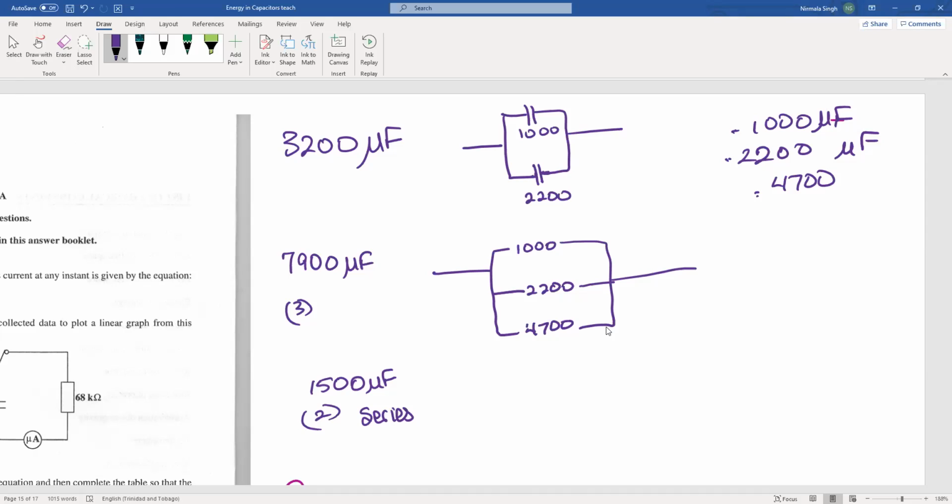We want to use two capacitors in series. You all go ahead and try and see which capacitors in series will give me 1500. So let's look at our combinations. We can take 1000 and 2200. We could take 2200 and 4700, or we could take 1000 and 4700. Try those three and tell me which one you'll get.